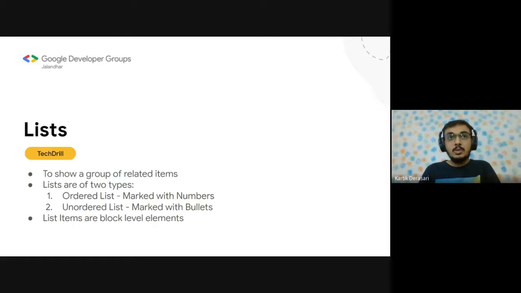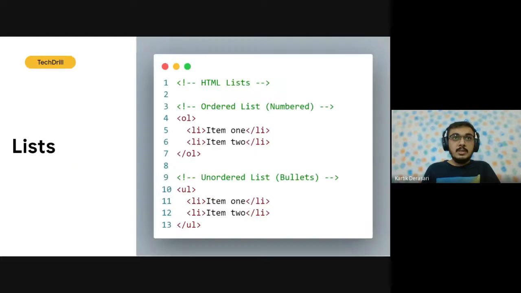So basically there are two types of list. One is ordered list and another is unordered list. Ordered lists are marked with numbers, while unordered lists are marked with bullets. Also, all these list items are block level elements, so they take up 100% of the width of the web page. We'll see how it looks in the demo part, but for now let us see how the code is written. This is how we can create lists.